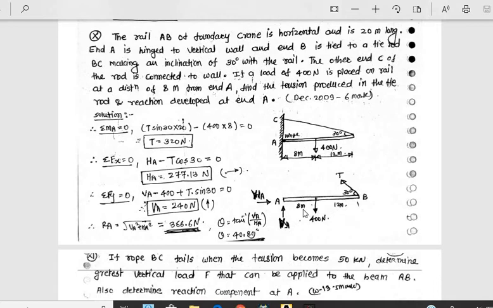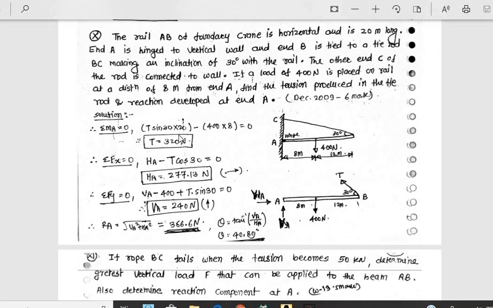This is 400, this is 12, this is 8. Okay, and what is asked is the tension produced in the tie rod and the reaction developed at end A, meaning VA and HA, and T. So first take moment at A. Here we are taking clockwise plus, 400 into 8 meter. See, he has taken minus. Again I am repeating, it is a problem of sign conventions. I normally use clockwise plus, here clockwise is minus. So it is 400 into 8 minus T sin 30 into 20. Therefore, T is equal to 320 Newton.